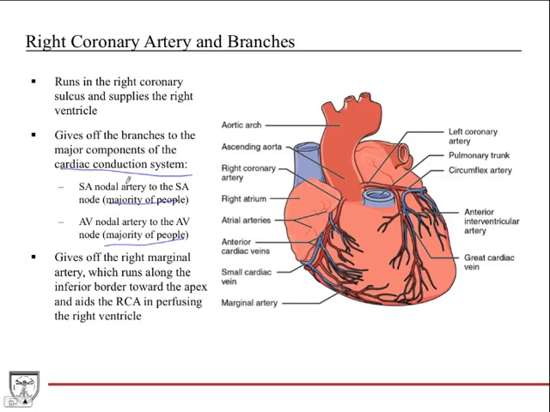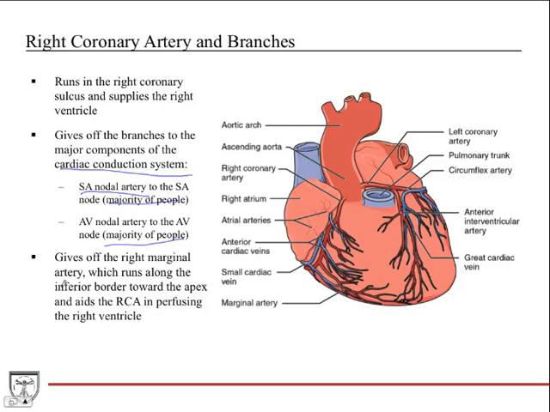So for the SA node, it gives the SA nodal artery, so that's easy enough to remember, and then the AV nodal artery to the AV node. And this can be important because if you have an infarction in the right coronary artery and it's supplying the individual's SA node and AV node, you can develop ischemia to these nodes, and that can throw the rhythm of the heart off and affect the conduction system.